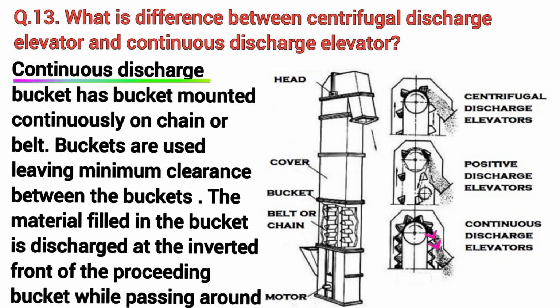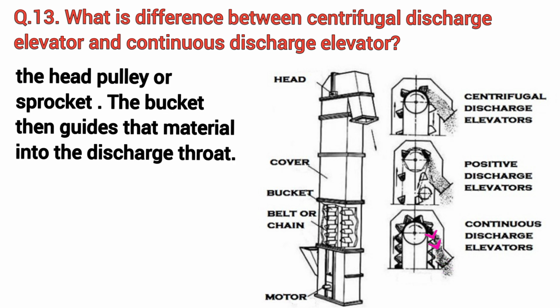Continuous discharge bucket has buckets mounted continuously on chain or belt. Buckets are used leaving minimum clearance between the buckets. The material filled in the bucket is discharged at the inverted front of the preceding bucket while passing around the head pulley or sprocket. The bucket then guides that material into the discharge throat.